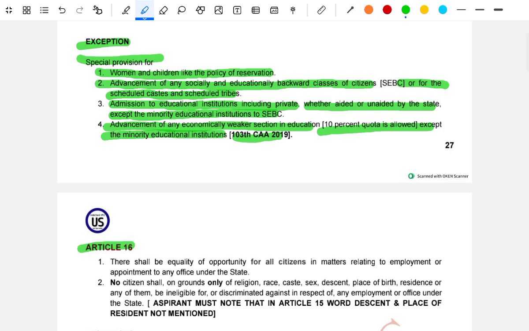Article 16. There shall be equality of opportunity for all citizens in matters relating to employment or appointment to any office under the state, and no citizen shall, on grounds only of religion, race, caste, sex, descent, place of birth, residence, or any of them, be ineligible for or discriminated against in respect of any employment or office under the state. The aspirant must note that in Article 15, the words descent and residence are not mentioned.